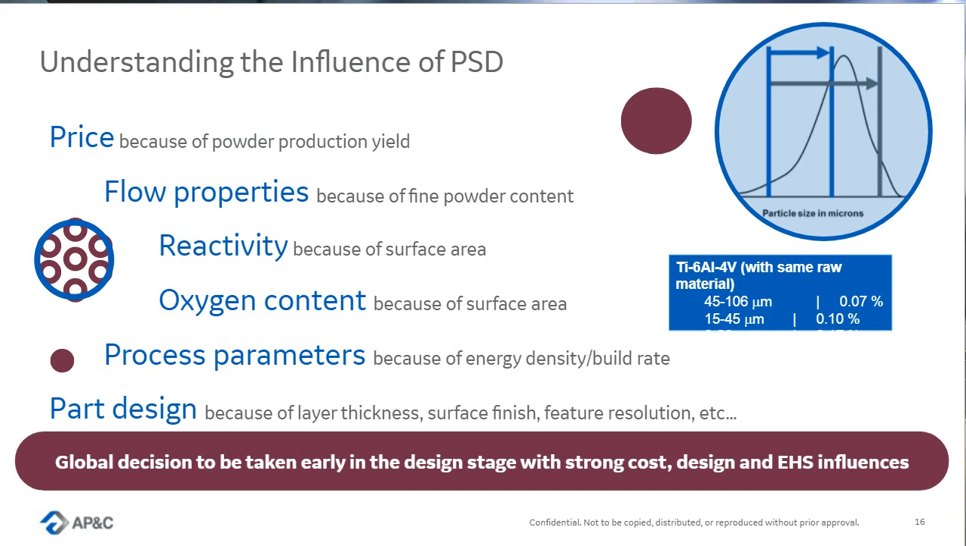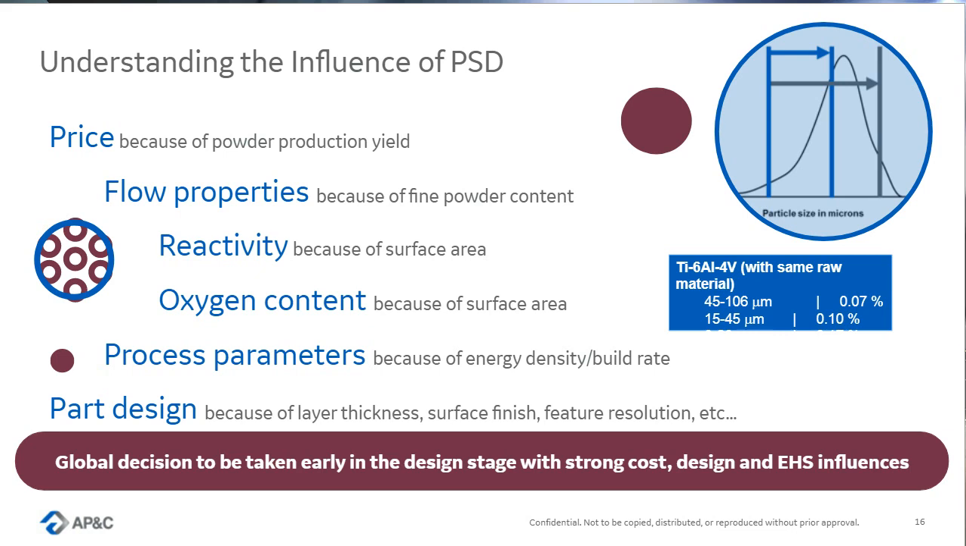Also, it helps on flow properties. The flow is driven by surface interaction, and coarser particles have less surface, so surface interaction is a bit weaker. That improves flow. So a coarser particle size will flow better than a finer particle size.